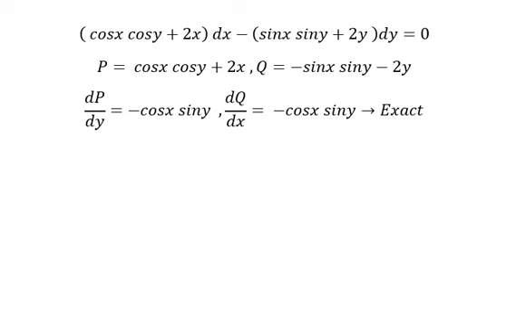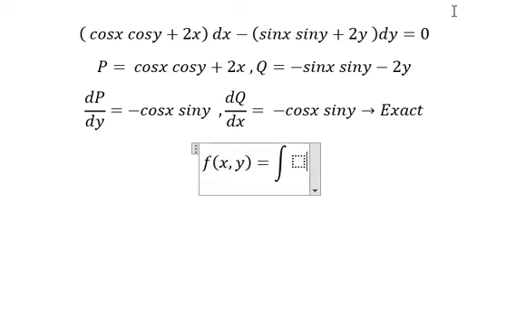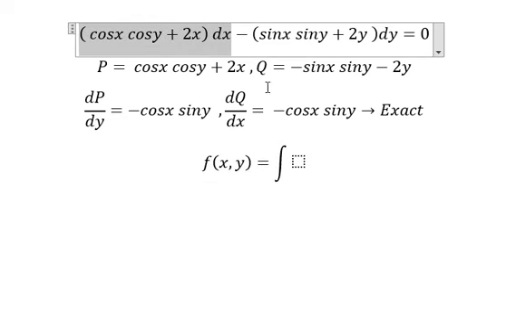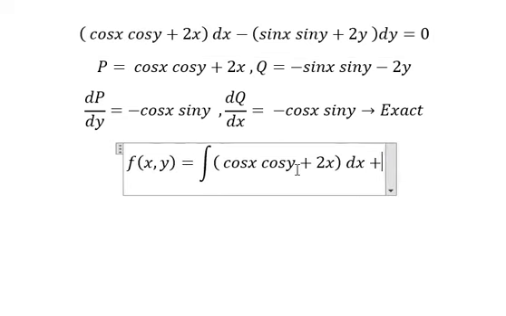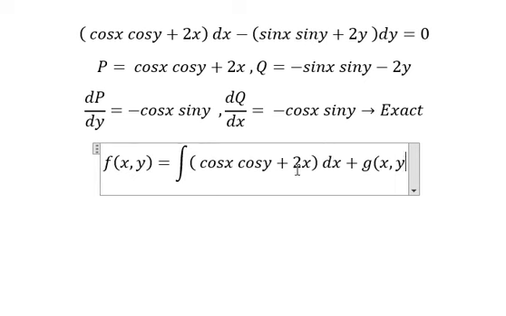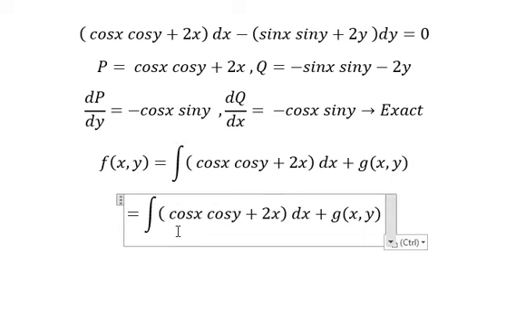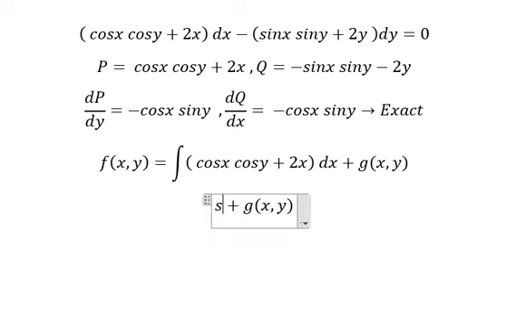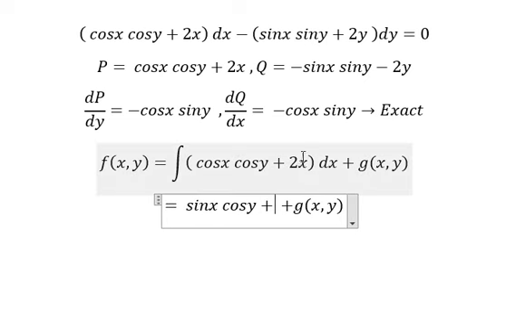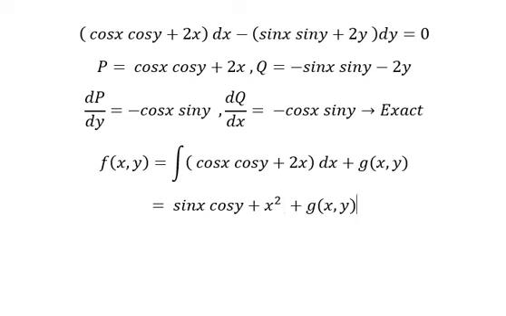Now, we need to set up the function f(x,y) equals to the integration. So I will put this one gone here plus 3xy. So the integration of cosine x is sine x. The integration of 2x, we have x squared.